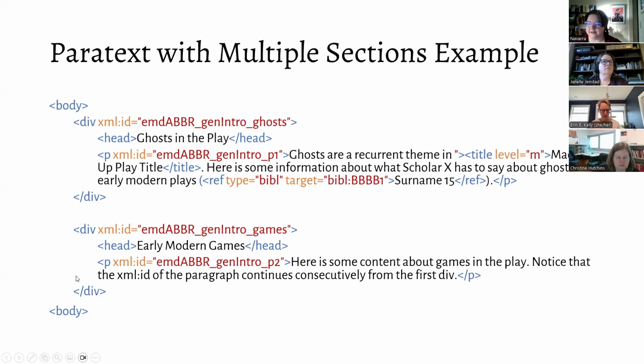I've got my second div here, which also has a head, and it also has a paragraph. And the paragraph is numbered P2. We continue from the beginning of the file. We don't re-begin numbering with each div. So you can just keep going P1, P2, P3, P4, regardless if there are divs in there or not. This is probably the most common scenario, especially when you get into your bigger critical paratexts, like your general introduction.